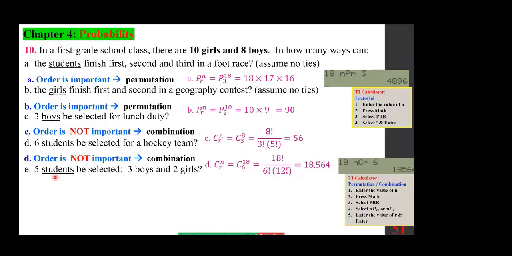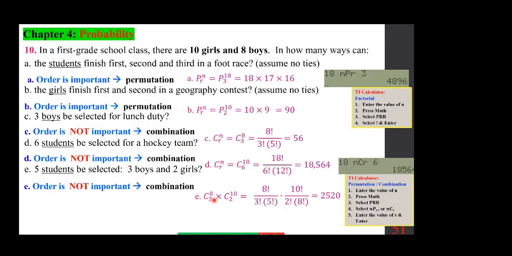We want to choose 5 students. How? We want 3 boys, 2 girls. So from boys, 8, we want to choose 3. Order is not important. There is no specification, so it becomes a combination. 2 girls, so how many? N is 10, choose 2, and then you multiply the 2. So combination of 8, choose 3 for boys. Combination of 10, choose 2 for girls. Their product would be the answer. Again, when you write this, after that, you can do it with technology or otherwise.